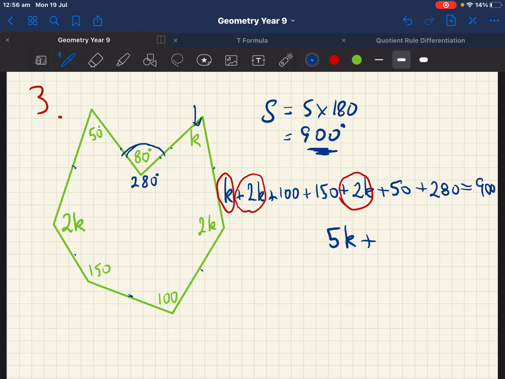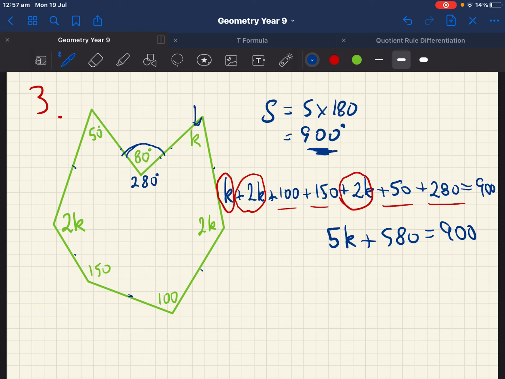Simplifying the rest of these numbers here, 100 plus 150 plus 50, what does that bring us up to? 300 plus another 280. You end up with 580, and it's still equal to 900 degrees. Okay, so we've simplified our equation. Now let's go ahead and solve it.